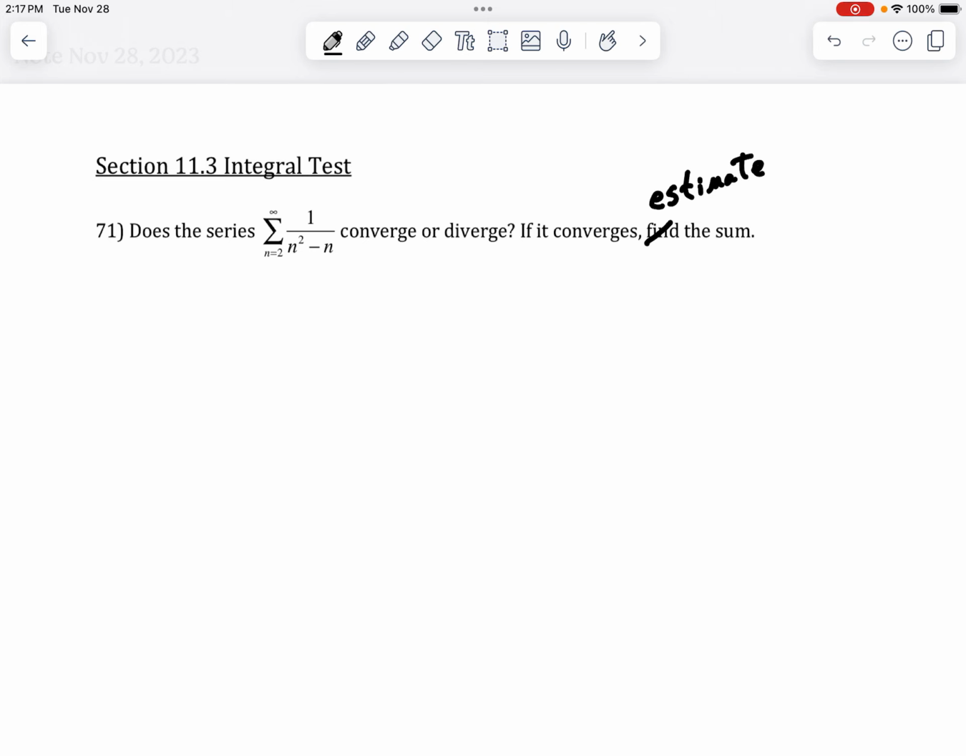Okay, so first of all, the integral test. Notice that this starts at 2 because 1 would make it undefined. Also 0 would make it undefined. So we're going to integrate from 2 to infinity. And the function, just change those n's to x's, x squared minus x in the denominator.